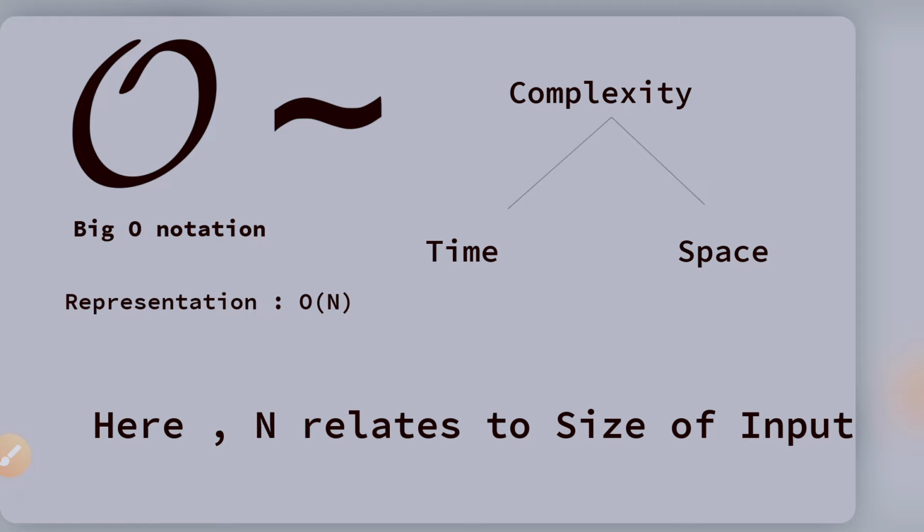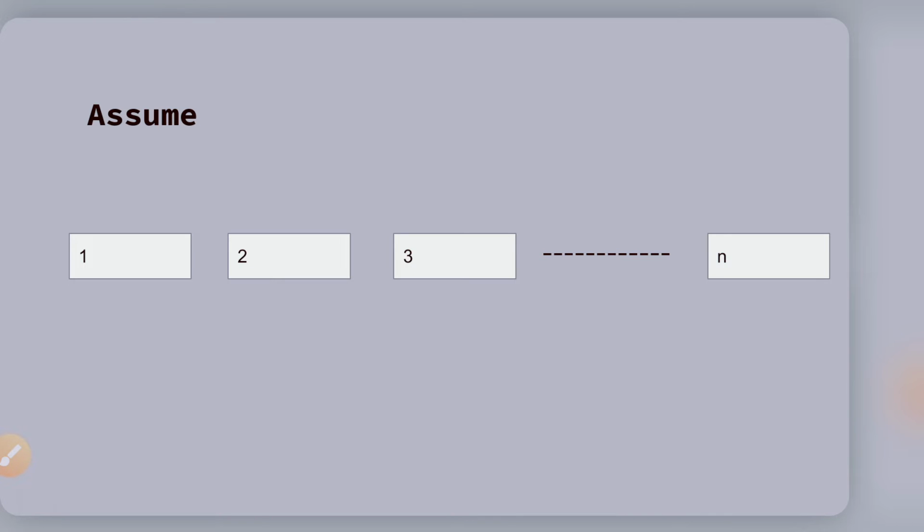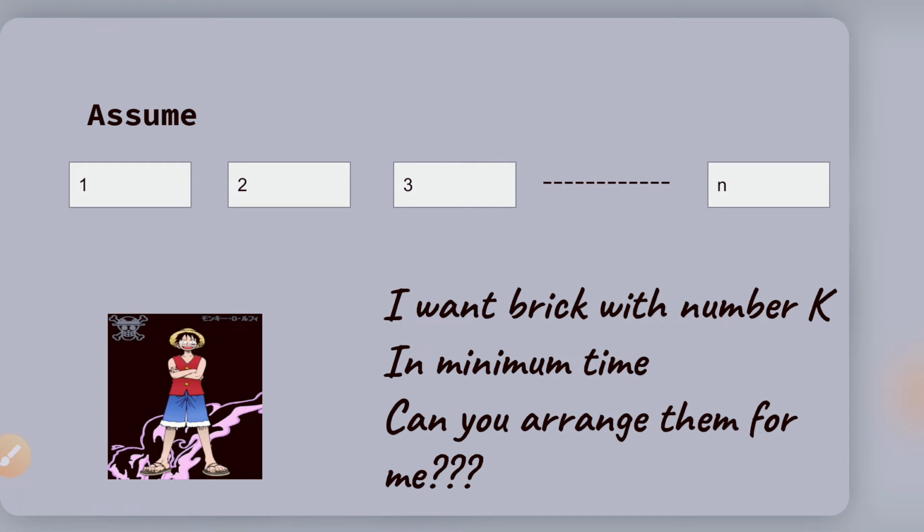So first complexity is time complexity. I'm going to explain this with the help of an example, guys. First I will give you a practical example and then with the help of a data structure. So assume n number of bricks and each brick is assigned a particular number. Now here comes a boy, Luffy. So Luffy's task is to find the brick with number k.